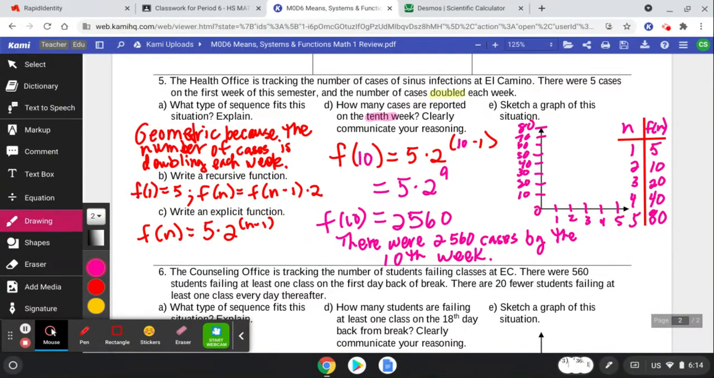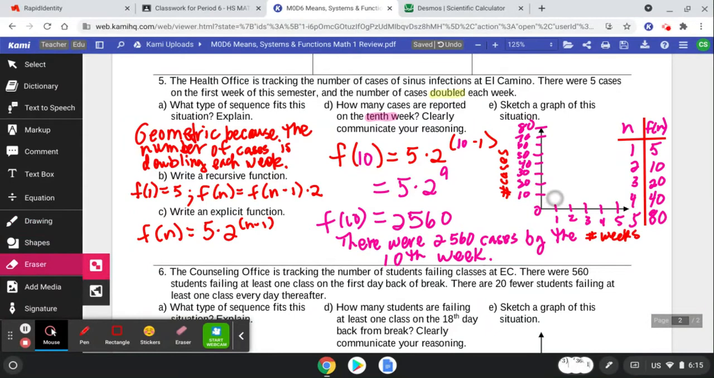Now, what does this represent? Down here represents the number of weeks. And on the side represents the number of cases. Remember that every graph needs to be labeled and scaled. So let's go put a couple dots on there. 1, 5. It's only going to go up halfway to right here. 2, 10. Hang on, that one doesn't look like it's halfway. It looks too far up.